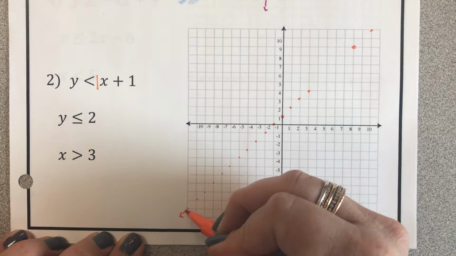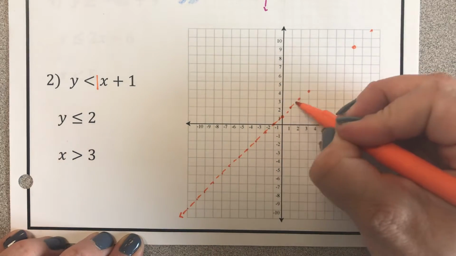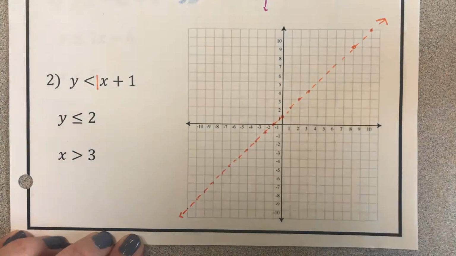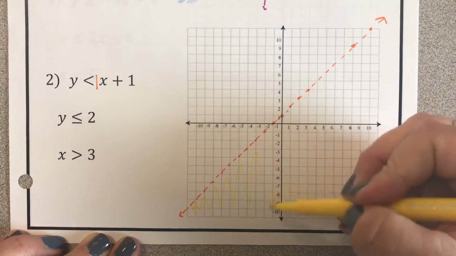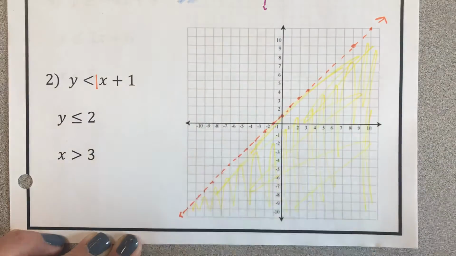Okay, and I'm going to connect it with a dashed line like this. And then it's saying that we want all the y values that are less than x plus 1. So that would be this entire half, right?